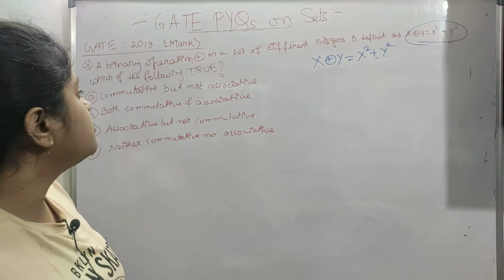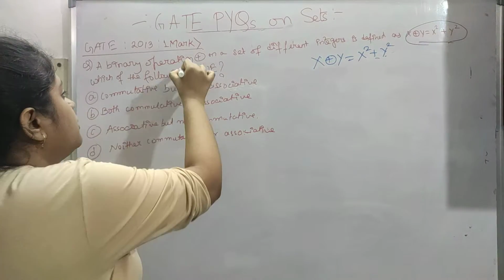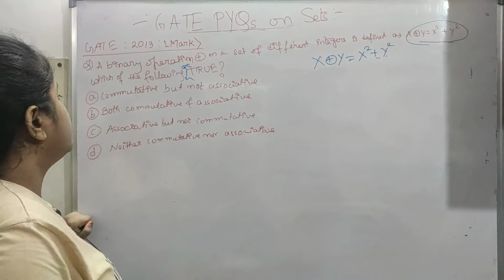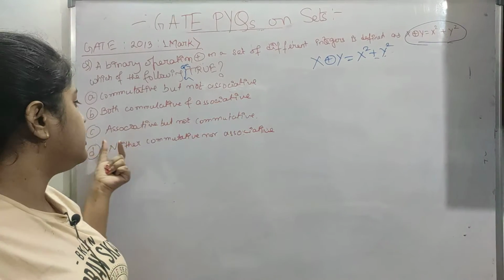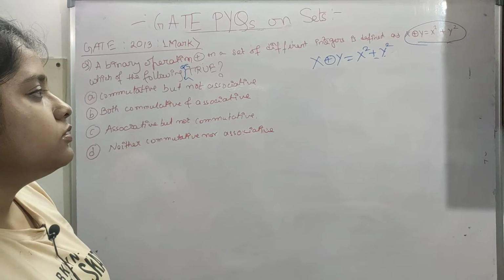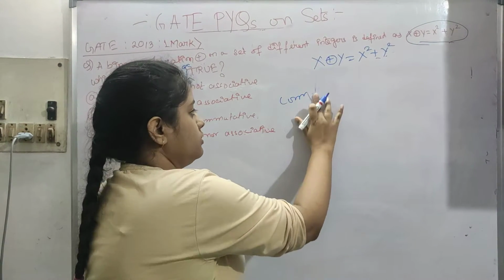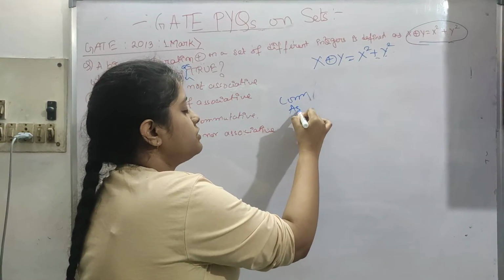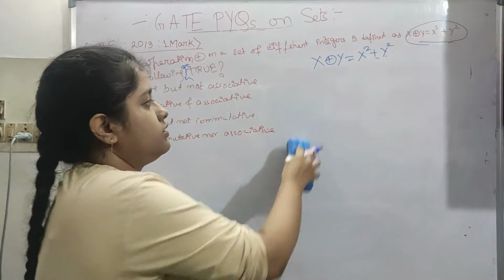Now let's see what this is asking. Which of the following is true? Commutative but not associative, both commutative and associative, not commutative, and neither. So we just have to find out whether it is commutative or not, and associative or not. These are the two things we need to find out.